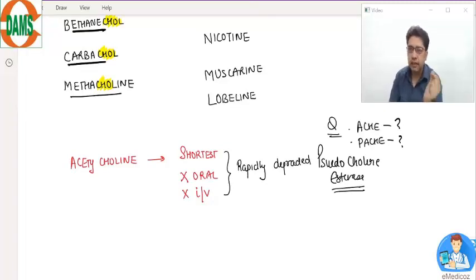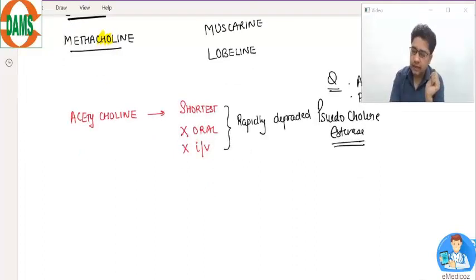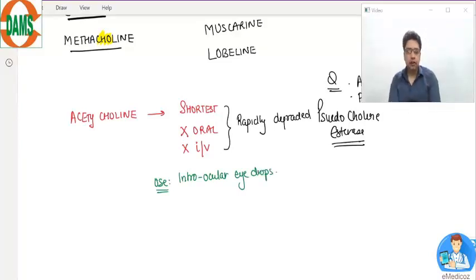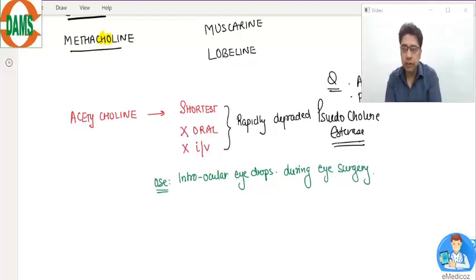Is there any use of acetylcholine? Yes, there is one use. Acetylcholine can be given as intraocular eye drops during eye surgery. Now, acetylcholine being a parasympathetic drug, it will produce miosis. Remember miosis? So why is it given? To produce transient or very short lasting miosis.